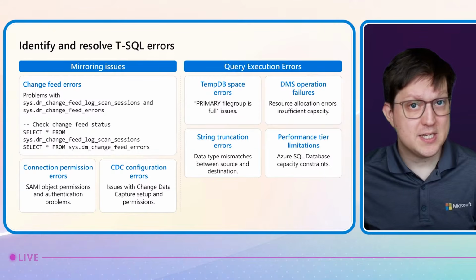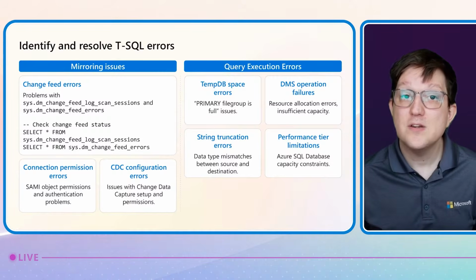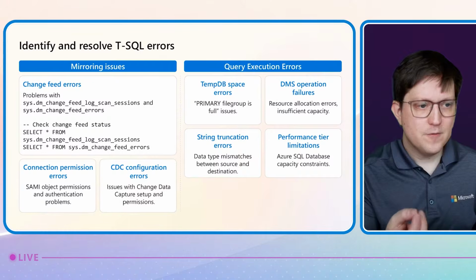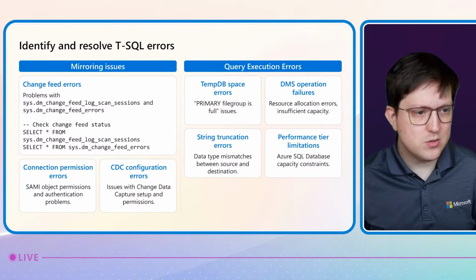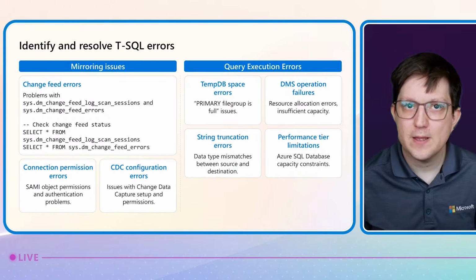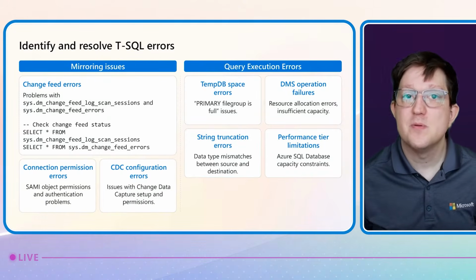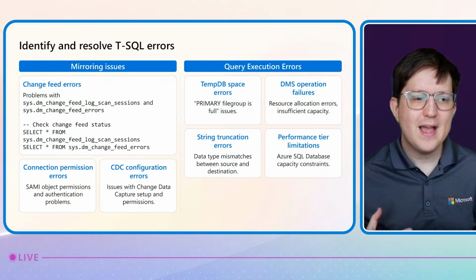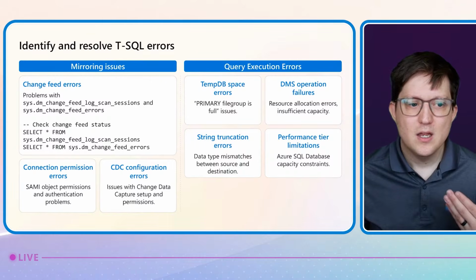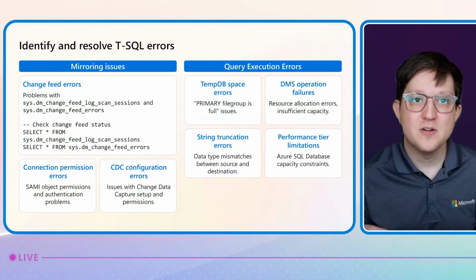Now, when we're working with T-SQL, we do have a separate set of error categories to work with and a slightly different way to think about the way we're going to find the error's source. First, think about change feeds. We're going to use a different sort of check, and there's a few different categories we can look for there. We also have a whole bunch of things around connection issues that may occur if the object permissions are not working, different sorts of change data capture components that may happen related to different permission setups.